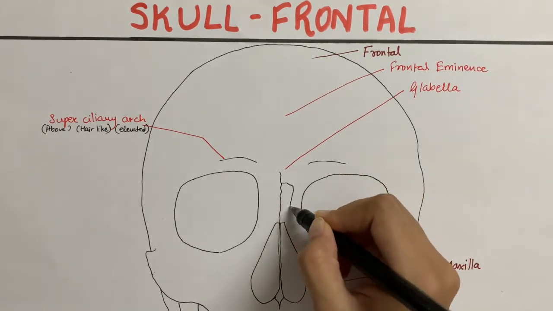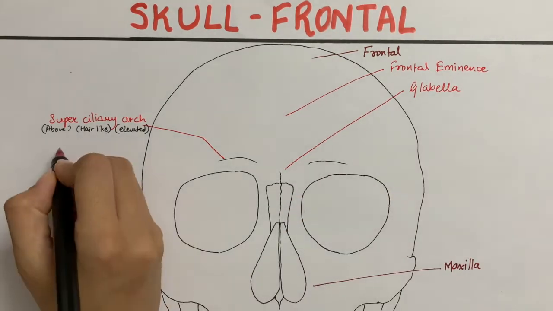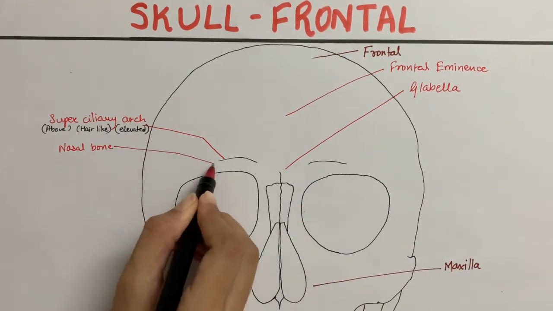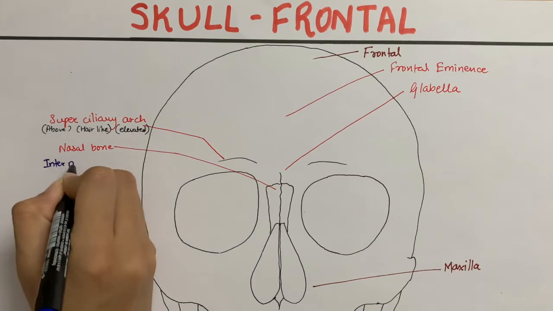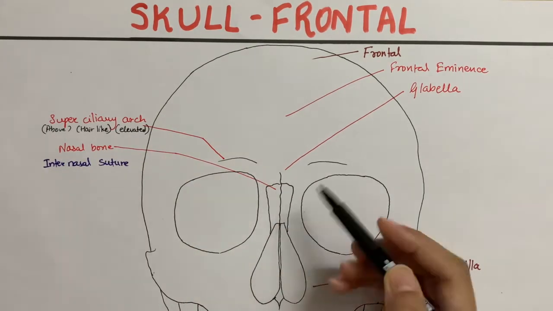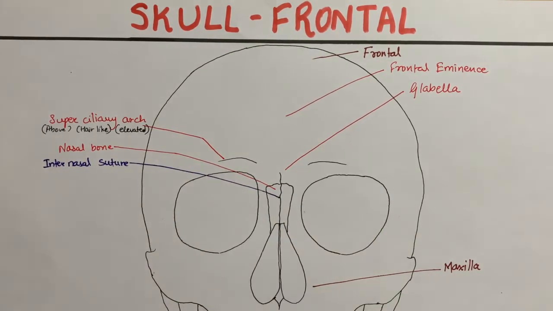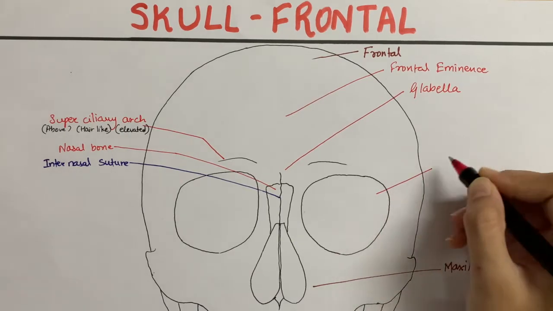Next is the nasal bone that forms the bridge of the upper one-third of the nose. This bone is made of two oblong bones placed side by side. And between the two bones is the internasal suture that joins them together. Inter meaning in between the two.